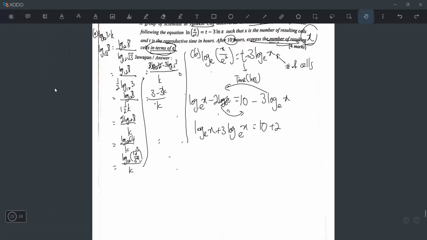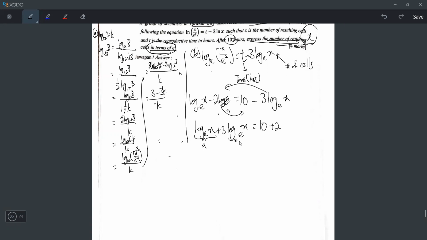Why I move like this? Because I saw that these both terms have log x base e. It means I can make this A temporarily. Means it will be like A plus 3A. Do you understand? So it's like A plus 3A. So what is A plus 3A? 4A, but don't write 4A. It will be 4 log x base e. Okay, so log x base e plus 3 log x base e is 4 log x base e, and 10 plus 2 is 12. And then log x base e equals 12 divided by 4, which is 3.